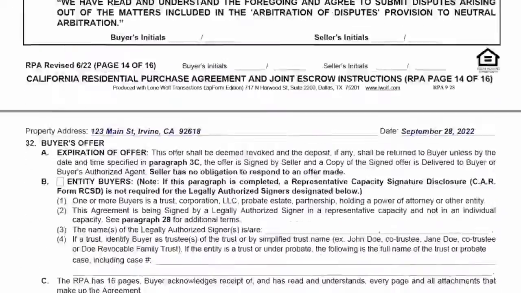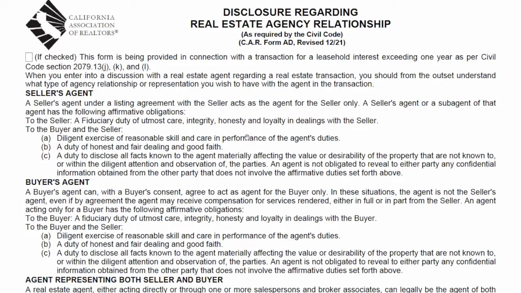That's it. That's how I'd write an offer. If I just sat down and had to write an offer quickly but properly, this is exactly what I do.